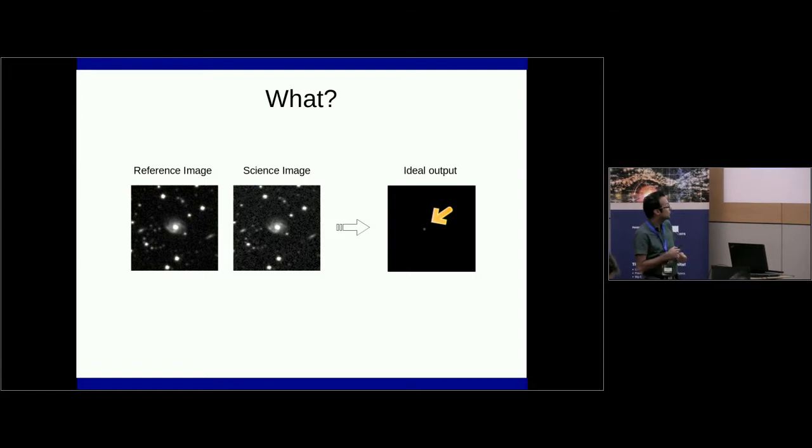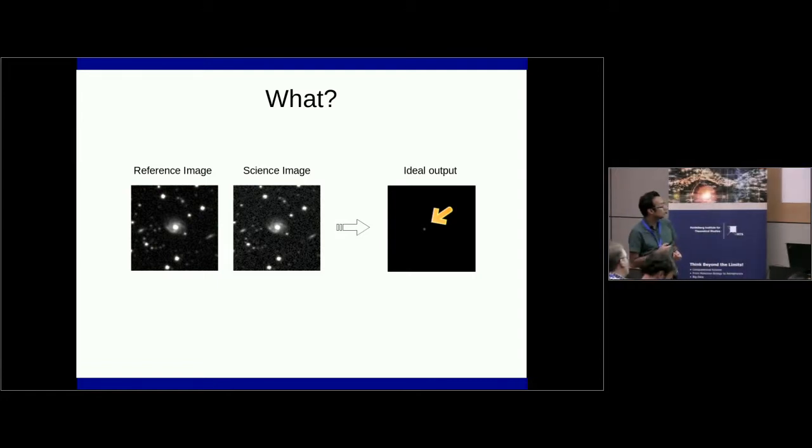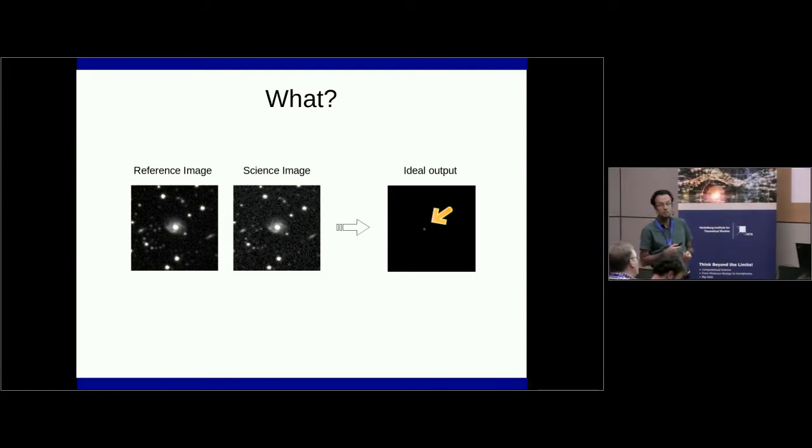Basically, input-output speaking, the input is a reference image and a science image, or maybe you call it template image and science image. And the output would be a very clean image, a blank image, only having the transient in it. So this is my way of defining detection for this task.